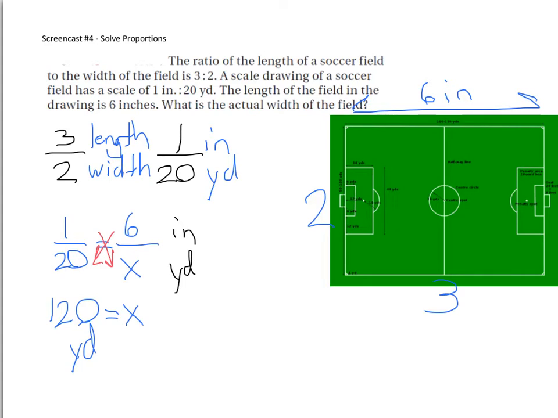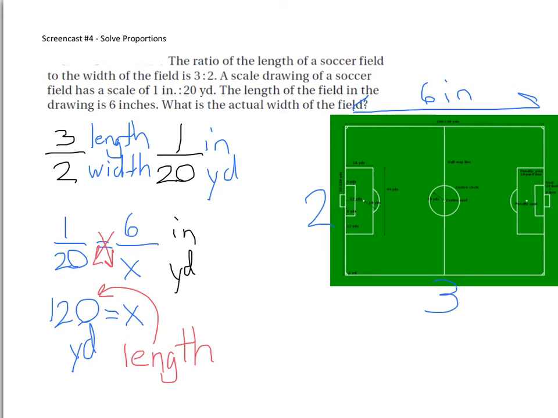Remember, we just calculated the length. We did not calculate the width. We know this because the length of the field in the drawing is 6 inches. Thus, we represented the length of the field in real life. So if you stop here, you're not quite answering the question. Here's where the second part comes in. The question asks, what is the actual width of the field? Now, we just calculated the actual length of the field. Well, now we have to go back to this 3:2 ratio between the length and the width. So, we have to use 120, yes.